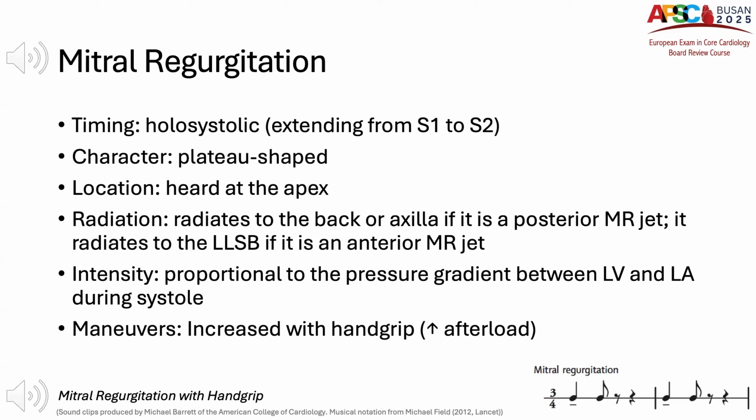The intensity is proportional to the pressure gradient between LV and LA during systole, and it increases with hand grip, which increases afterload. Let's take a listen to what the murmur of mitral regurgitation sounds like.